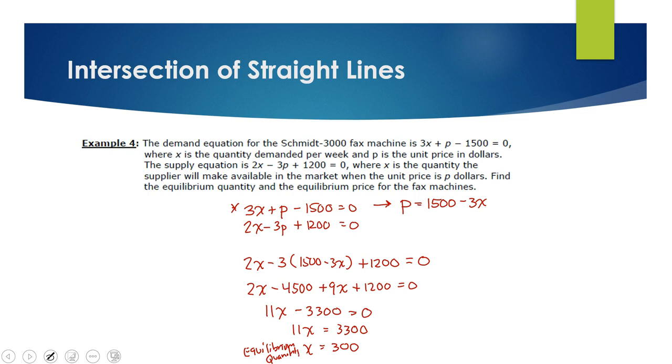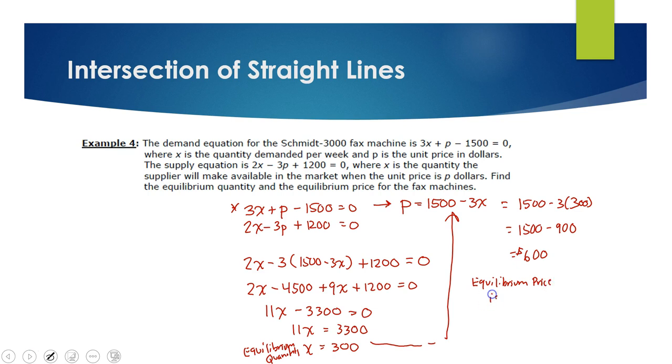Now I've got to find the equilibrium price. So I'm now going to come back up to here and do another substitution. 1500 minus 3 times 300 equals 1500 minus 900, which is 600. So the equilibrium price is $600 per fax machine.